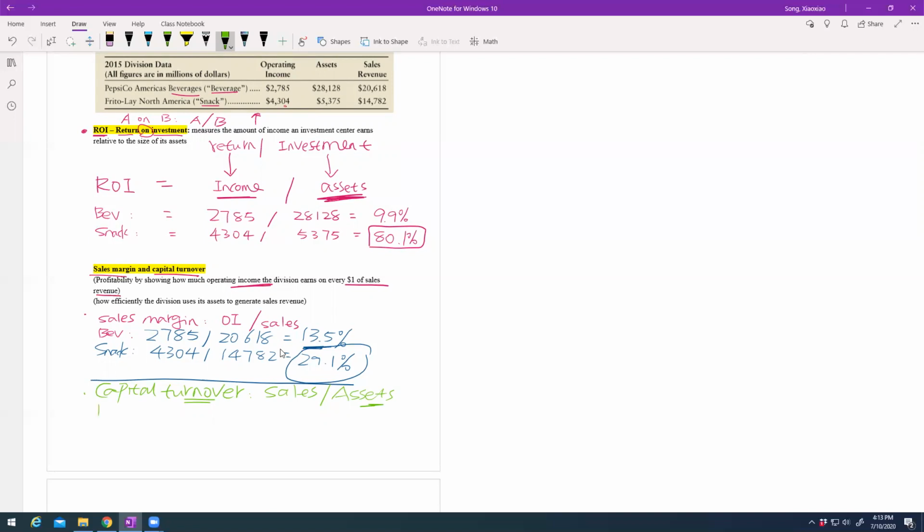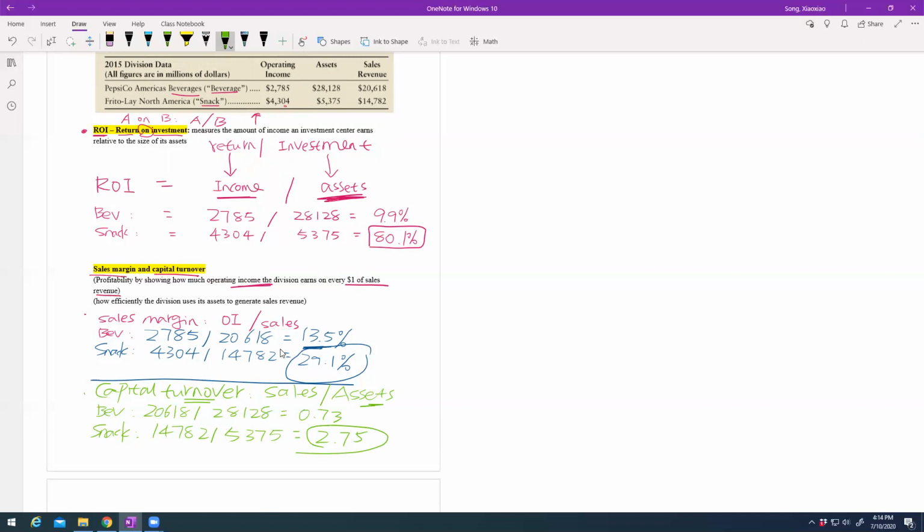We said for the beverage, the turnover is your sales. Now we focus on sales, right? 2,618 divided by your assets, 3,628, gives you 0.73. And then for our snack, it is your sales, 14,782, divided by your assets, 5,375, equals 2.75. The winner is still your snack.